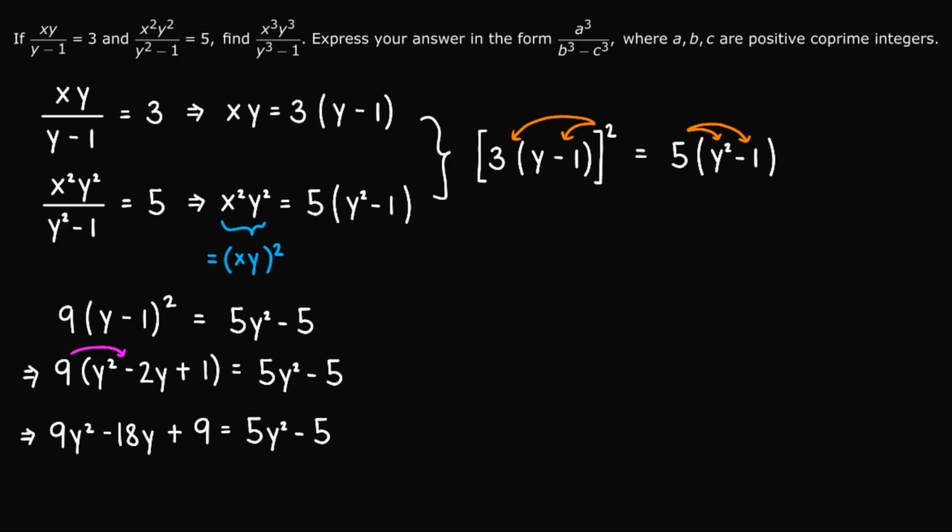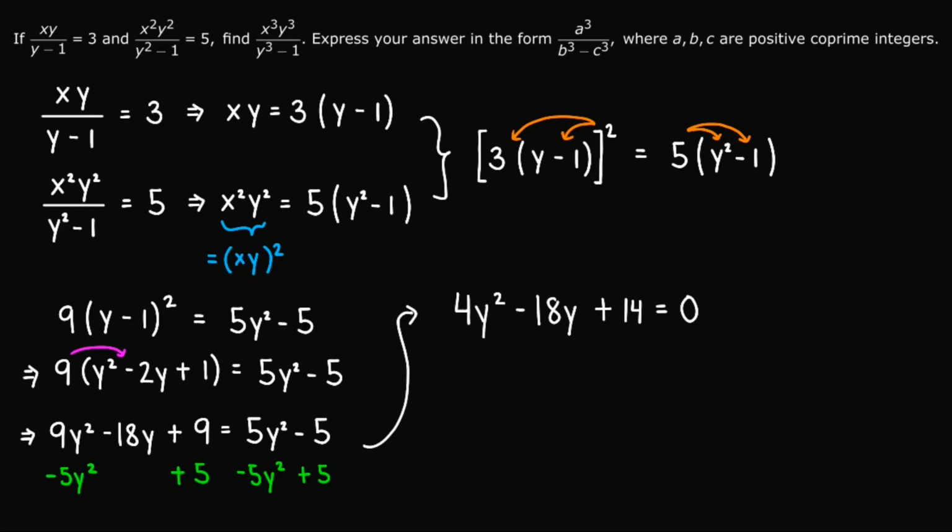Now in here, what we do next is we subtract 5y squared both sides and we add 5 both sides to clear out this right side of the equation. So we'll get 4y squared minus 18y plus 14 equals 0. Observe that there's a common factor of 2 in every term in here, since 4 can be written as 2 times 2, 18 can be written as 9 times 2, and 14 can be written as 7 times 2. So dividing 2 both sides, and we get 2y squared minus 9y plus 7 equals 0. So this is what we have so far.